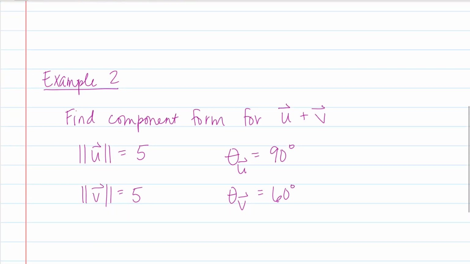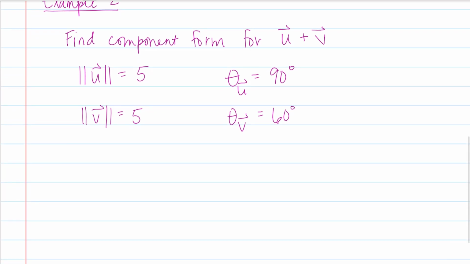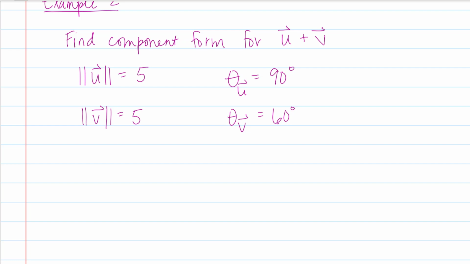All right, so what if we want to do a linear combination? Now I've got two vectors. I've got a vector u whose magnitude is 5 going in the direction of 90 degrees, so it's going straight up the y-axis. I've got another vector v whose magnitude is also 5 and it's going in the direction of 60 degrees. I want to find the component form for the sum of those two vectors. The first thing I'm going to do is build these vectors in component form and then add them together. These are nice measurements on my unit circle, so I have memorized values for 90 degrees and 60 degrees, so I'm not going to need my calculator for this one.